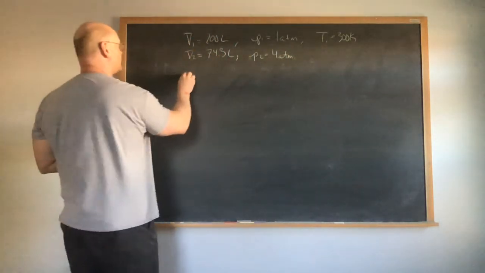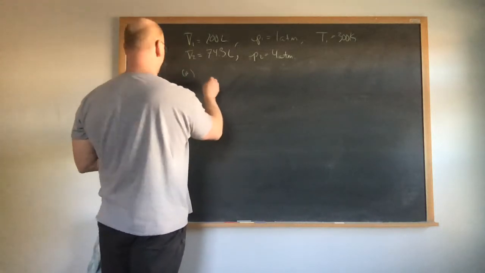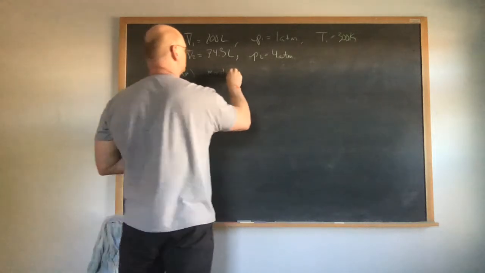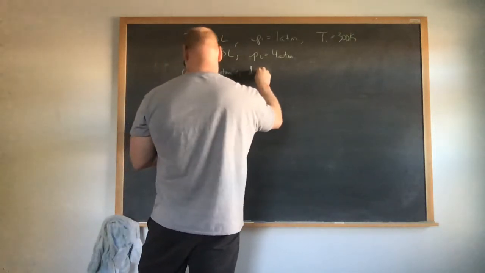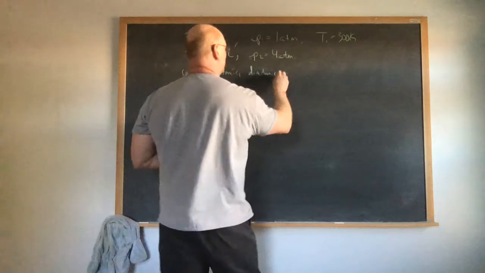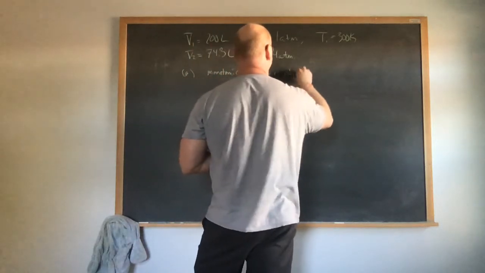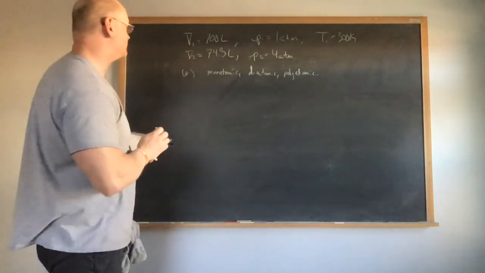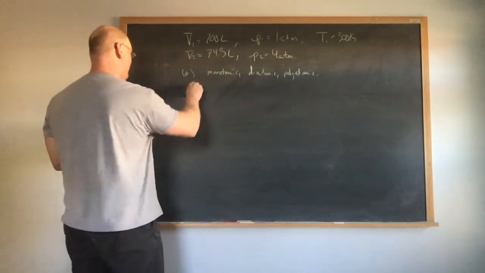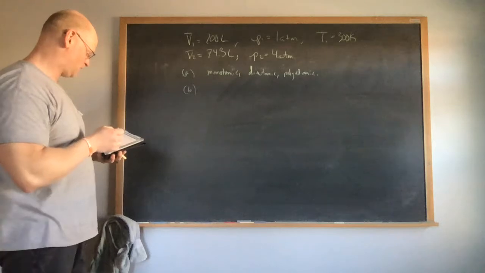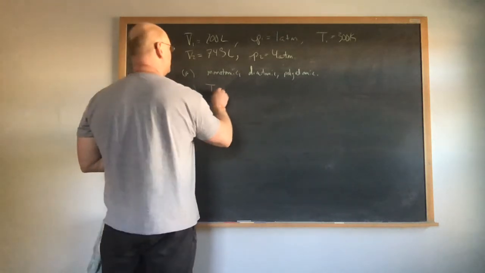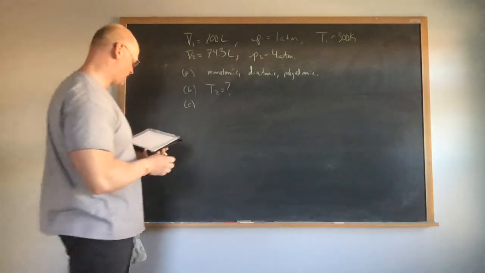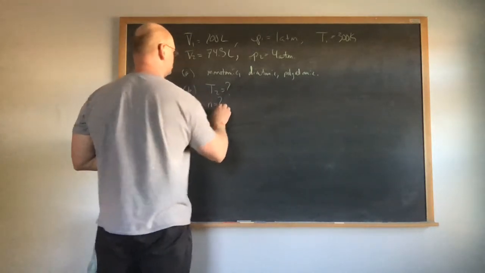So the first thing I want to know, part A, is: is our gas monatomic, diatomic, or polyatomic? That's going to relate to those different Cp values that I mentioned. For part B, we want to know the final temperature, so what is T2 equal to? And for part C, we want to know how many moles of gas there are.